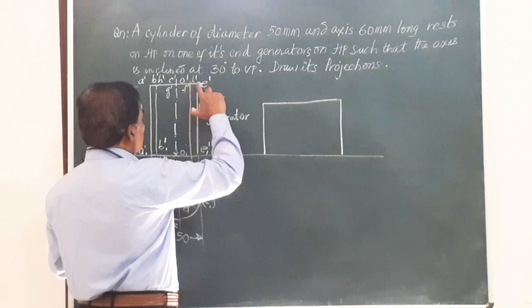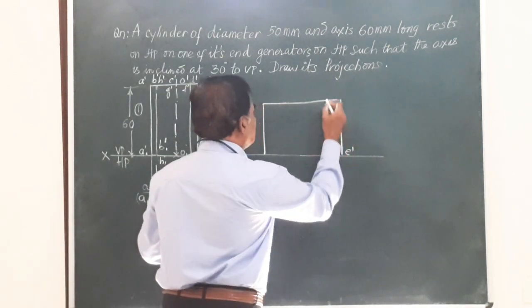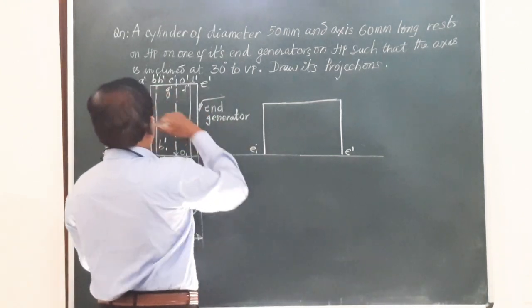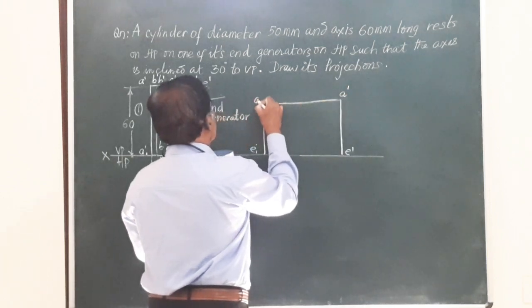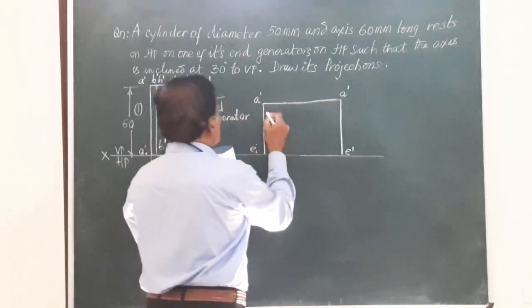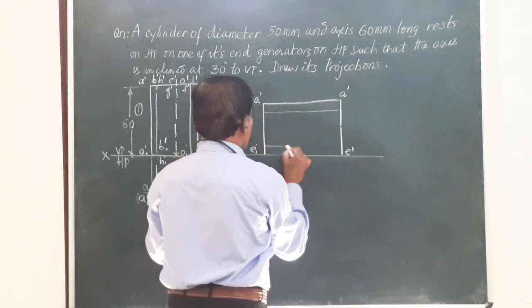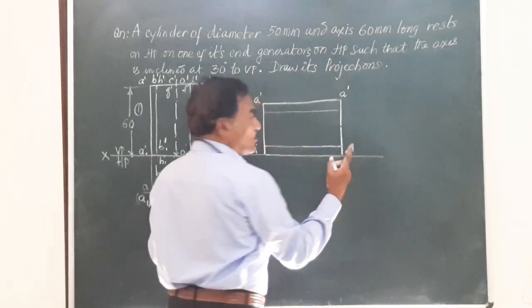So the last line is E dash E1 dash. So I will mark it as E dash, and this is E1 dash. On the other end, A dash, E1 dash. The last, these two generators I will show here. Same dimension. What are the dimensions you have got? Just repeat them. So these are the dimensions you are getting here.